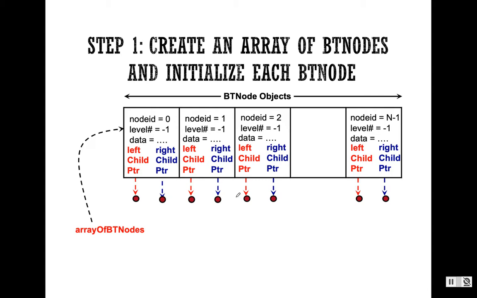One strategy is that, depending on the total number of nodes, and as we are reading the information from the file, after we read the information from the file, we will know how many nodes this tree has. Depending on the number of nodes, we can declare an array of nodes. Array of binary tree nodes.